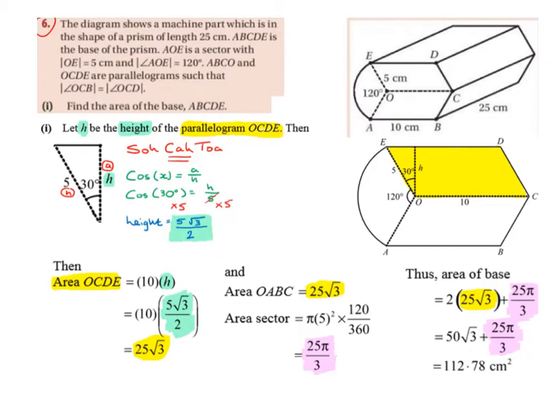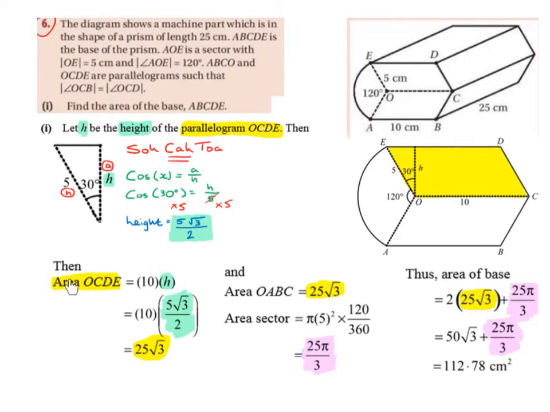So we write out our formula, SOHCAHTOA. We're using A and H, so we're going to go with CAH. So cos x equals A over H. So swap the x for 30 degrees, swap the A for H, and the H for 5. And then we multiply across by 5 to get the H on its own. And 5 cos 30 degrees is going to give us 5 root 3 over 2. And we should leave it in surd form for the moment. So that height is 5 root 3 over 2.